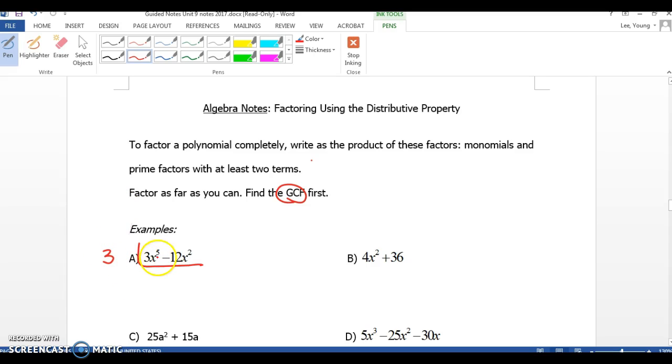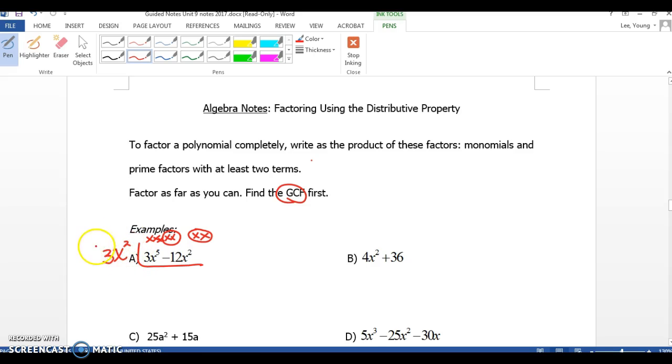Now, how about x to the 5th power and x to the 2nd power? x to the 5th power is made up of x times x times x times x times x, correct? And x to the 2nd power is made up of x times x. So what do they have in common? They both have x and then x. So we can say x squared is the greatest common factor. So the monomial greatest common factor is 3x to the 2nd power.